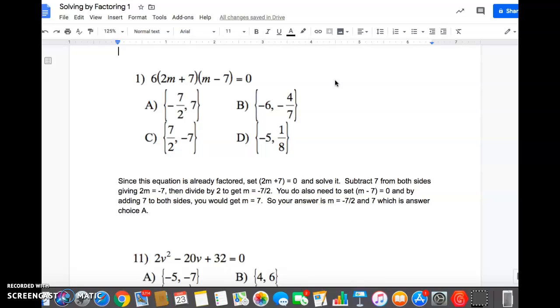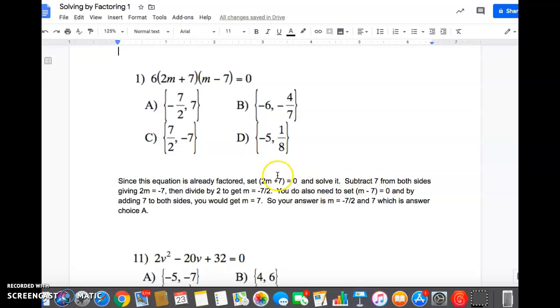All right, so here's a couple examples of the worksheet. Number 1. Notice this is actually really easy because it's in factored form already. You have nothing to do here. Nothing to factor, which is good, but this helps set you up to see the form that will be coming up. All right, so since it is factored, I have it already down here, you need to set the 2m plus 7 equal to 0, that part, and solve it.